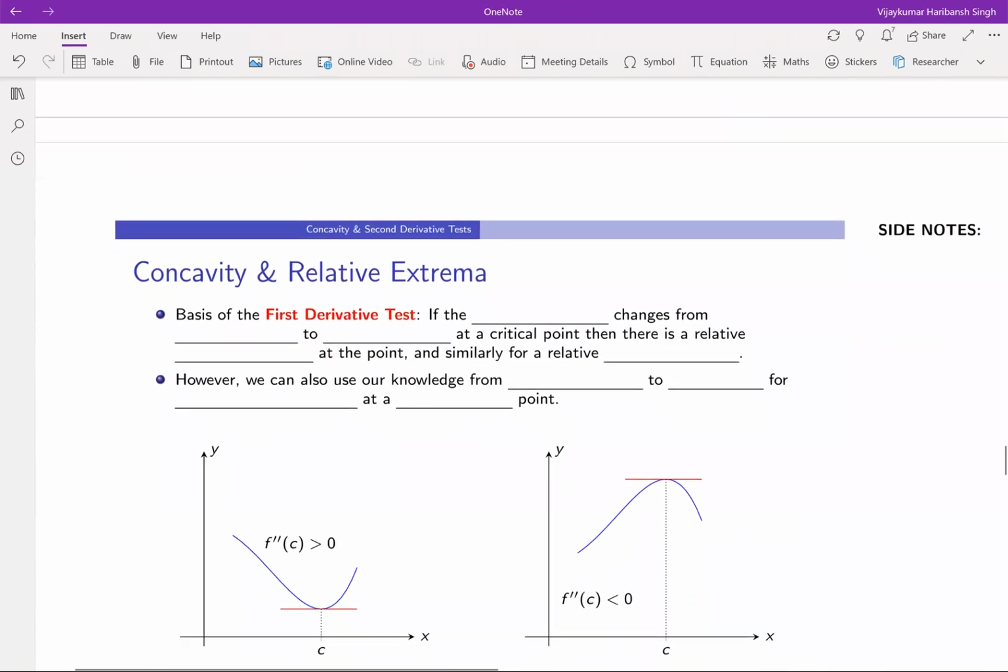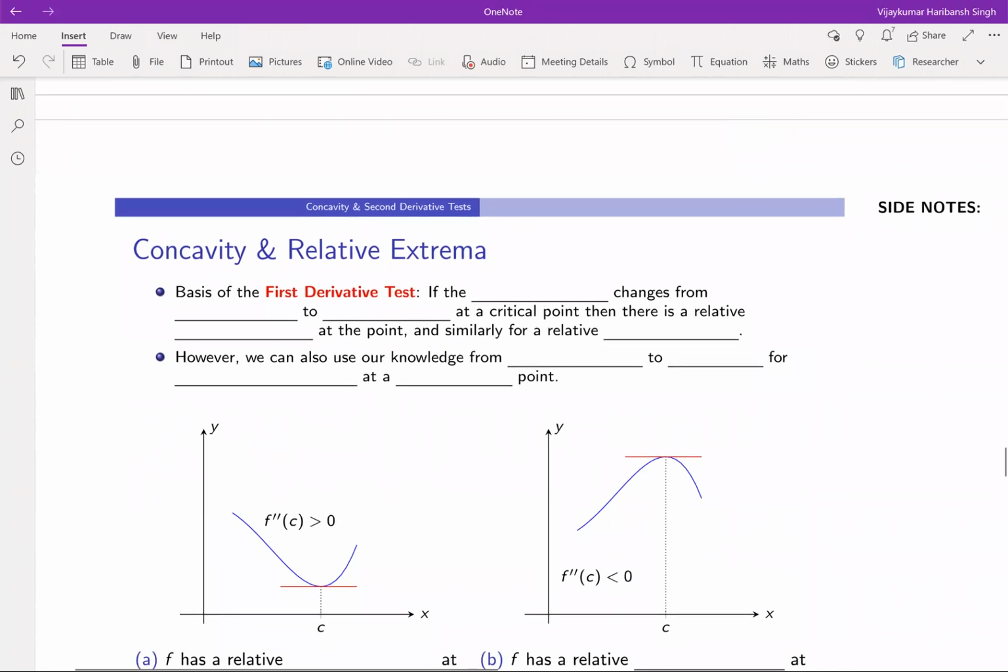All right. So now we can also use the concavity to find relative maxima and relative minima. Let's see how. First, recall that on the basis of the first derivative test, if the derivative changes sign from positive to negative at a critical point, then there is a relative maximum or relative minimum.